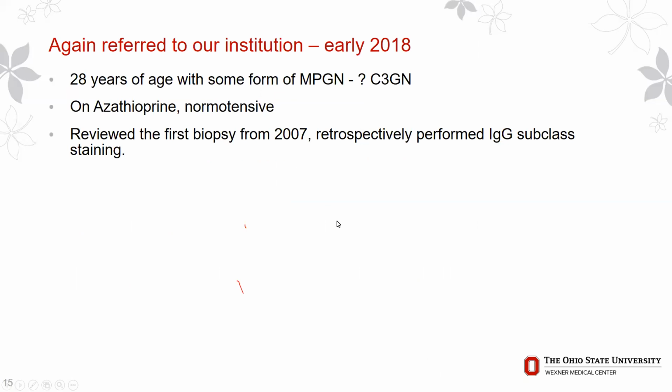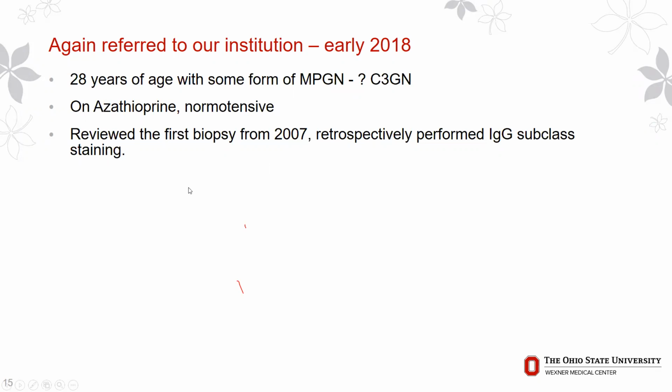And then she again was referred back to our institution in 2018. So remember, all this started in 2007. Now it is 2018. So now she's 28 years old. And the history that she came with is she had some form of MPGN. By now, we had a slightly better classification of MPGN, and we had started to understand more about the C3GN and C3G, C3GN, and the classification of MPGN. So it was like, does she have C3GN? Some form of MPGN. We were not sure. She was on azathioprine. Her blood pressure was well controlled.